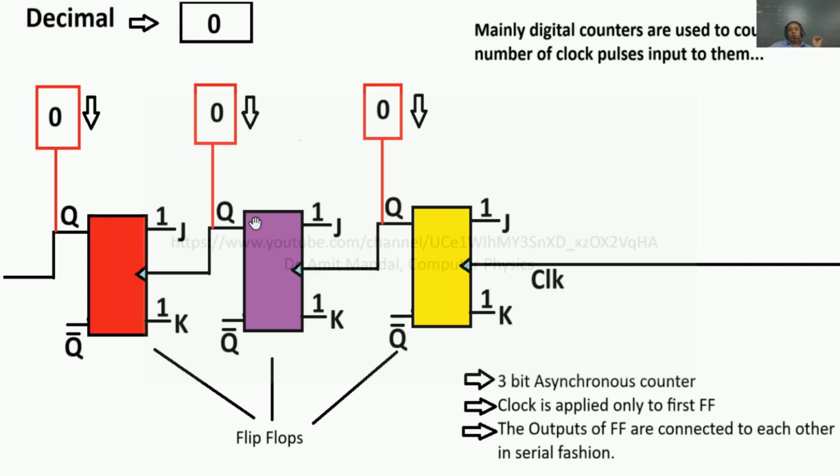Now we are bothered with only one output, meaning what is the value of Q at a time. So over here I am showing only the Qs, and the Q naught is not required for counting the clock signals, so they are left as they are. Right now all the Q outputs of the flip flops are 0. The decimal equivalent of 000, if I take it as binary 000, is also 0.